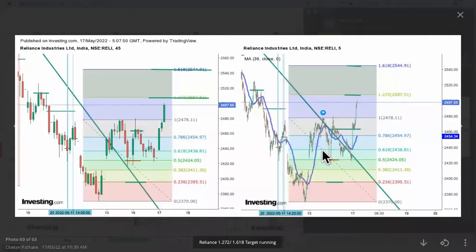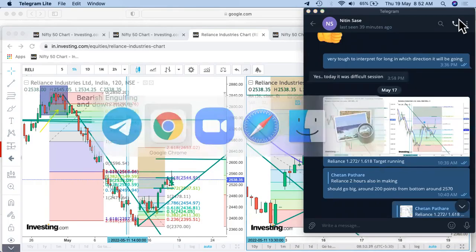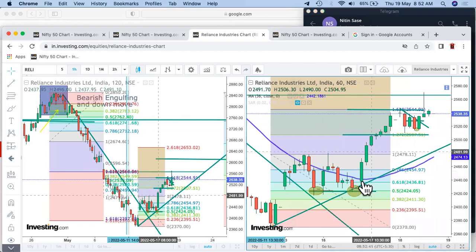Yes, so T1, T2, probably 1.272 was T1. As the range was being formed, a reversal was being formed. So this was Reliance. I'll show you the Reliance part also. Yes, it started with a bullish upward movement. So I'm not pretty sure for this candle unless it gave a breakout from here. I didn't trade into that.